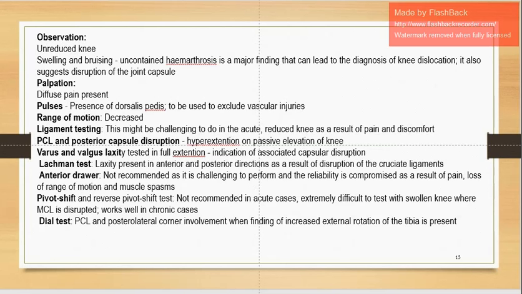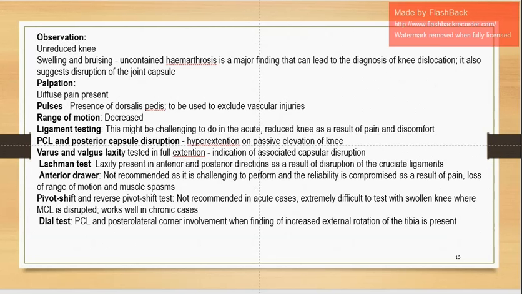To rule out vascular injuries, the range of motion will be decreased, and ligament testing might be challenging to do in the acute phase because of the knee pain and discomfort, and the patient will not be able to cooperate. Then there is PCL and posterior capsule disruption with hyperextension. On passive elevation of the knee, there will be hyperextension. Varus and valgus laxity is tested in full extension, an indication of associated capsular disruption.